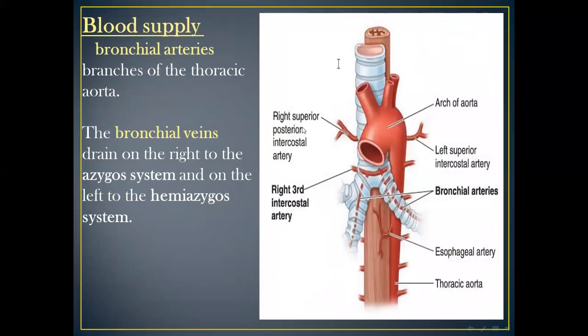The blood supply to the bronchus is from bronchial arteries, which are branches from the thoracic aorta at the level of T5, 6. These are usually one on the right and two on the left, but they have variable origin. The bronchial veins drain the bronchus, on the right to the azygous system. On the left, drain to the hemiazygous system. These are the bronchial arteries.